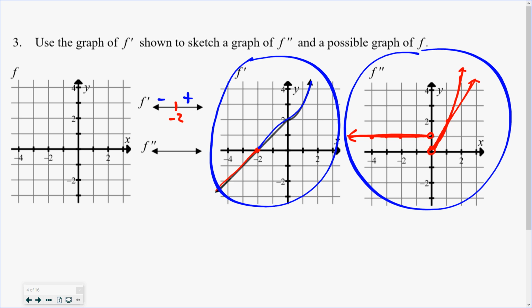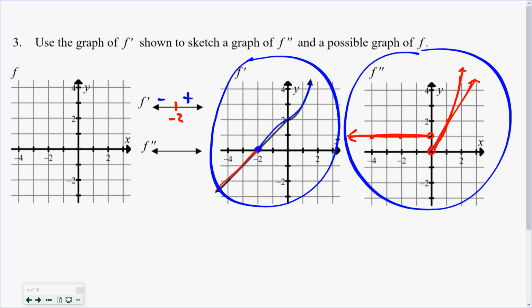Now what I'm focused on is those possible points of inflection. With the first derivative, you're looking for the critical numbers, which is when it's equal to 0 or undefined. For the second derivative, you're looking for those possible points of inflection. That's when the second derivative is equal to 0 or undefined.